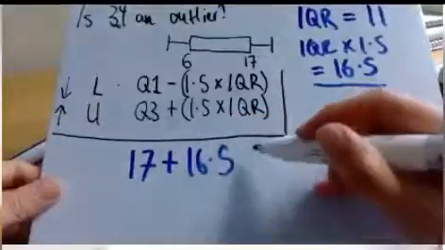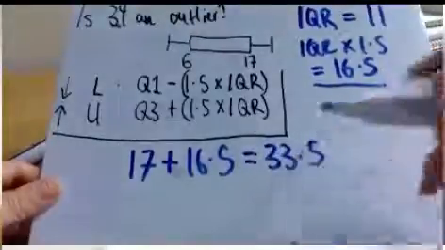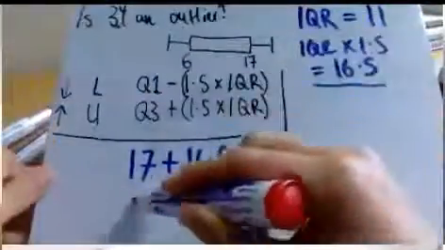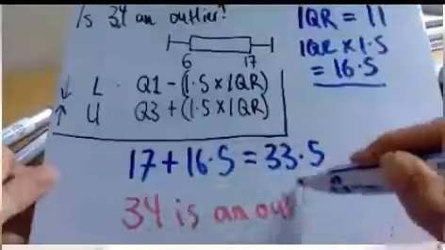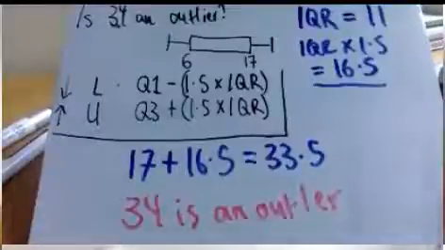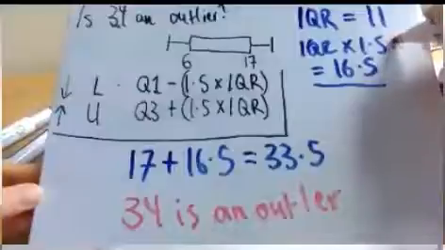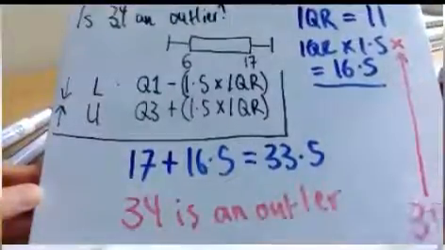17 plus 16.5 equals 33.5. So 34 is an outlier. So that means if we were drawing this piece of data, we draw it somewhere along our line with an X. 34.